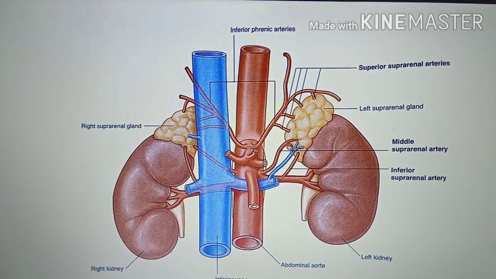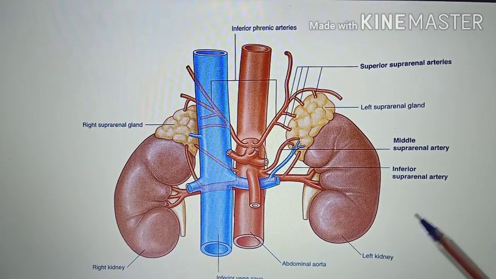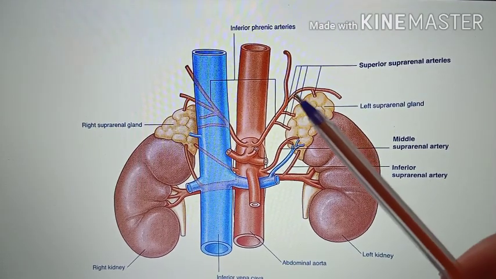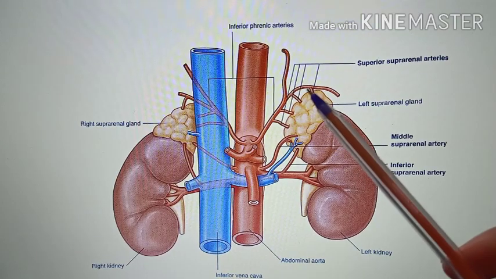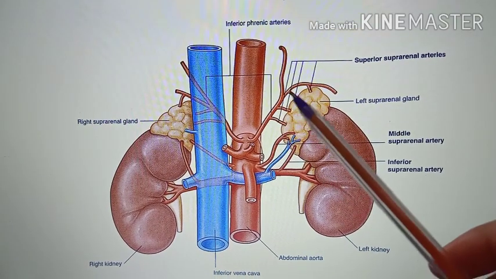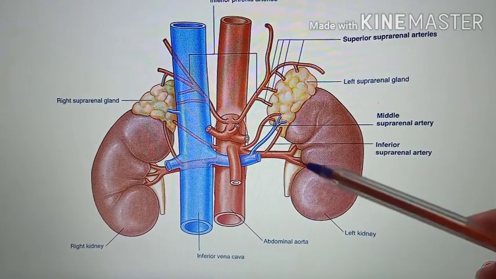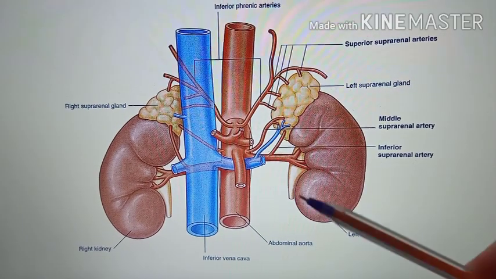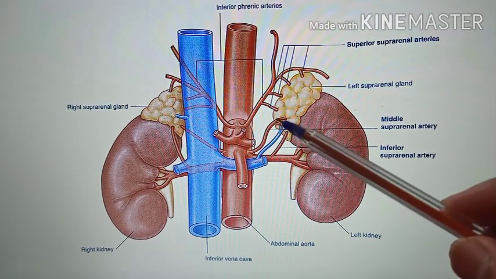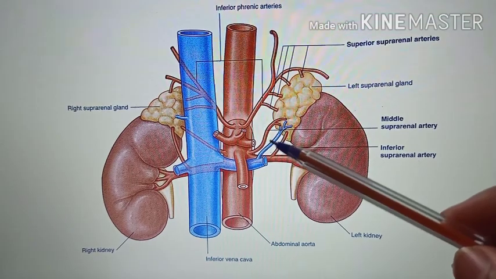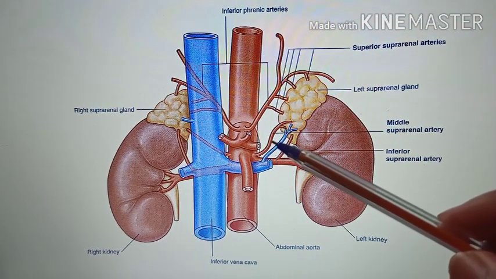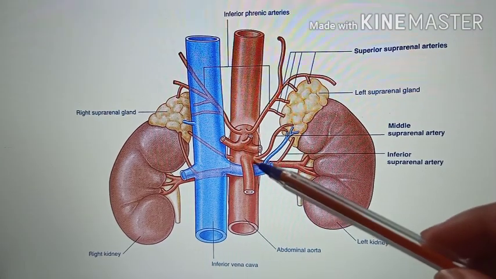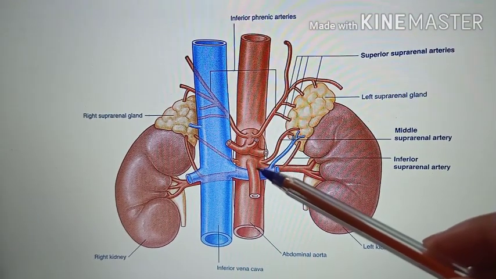They also give off the superior suprarenal artery. So this is the superior suprarenal artery which is given from the inferior phrenic artery. Now coming to the second lateral branch, that is the middle suprarenal artery. So this middle suprarenal artery, they arise opposite to the origin of superior mesenteric artery.